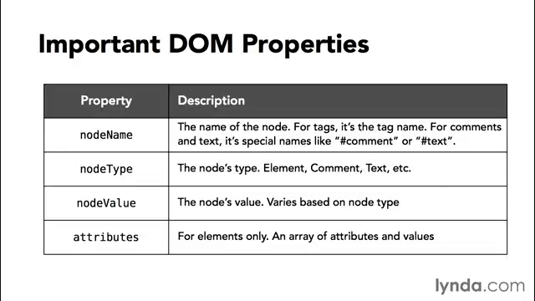All right, let's talk about some important DOM properties that you'll come across when using the functions. The first four provide information about any given node. So for example, the node name property is the name of the node. Now for a tag, it's going to be the tag name. For things like comments and text nodes, it's going to be a special string like #comment or #text. The node type property is the node's type. It's a numerical value that represents what kind of node it is. There are numerical constants for things like elements, comments, text, and so on. The node value property is the value of the node, and this varies based on the node type, but for example, the node value of a text node would be the text content. And then there's the attributes property, which is only valid for elements, and it's an array of the attributes and their values that appear on the tag.